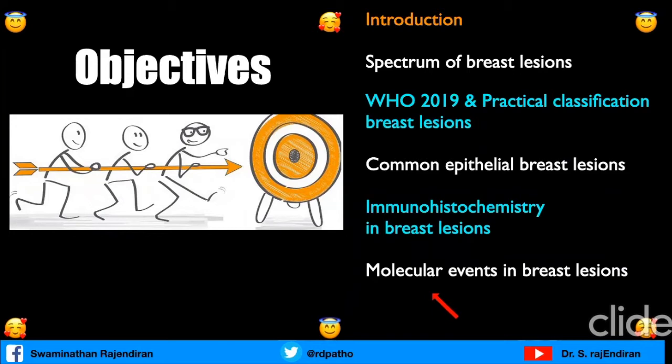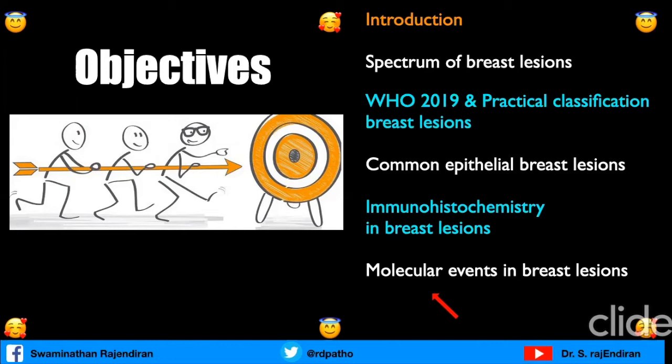After a brief introduction of the breast, we will go through the spectrum of breast lesions, and I will touch on the WHO 2019. Rather than concentrating on that, I want to concentrate on the practical classification of breast lesions, and the criteria for common epithelial breast lesions. When you have to diagnose DEH, ductal epithelial hyperplasia, when you have to call it ADH, when do you want to call it DCIS? It's more of a histological, morphological, criteria-based discussion.